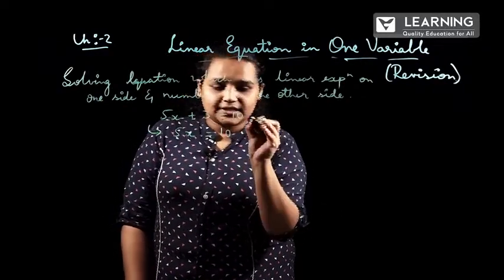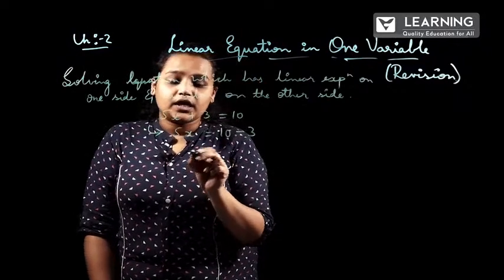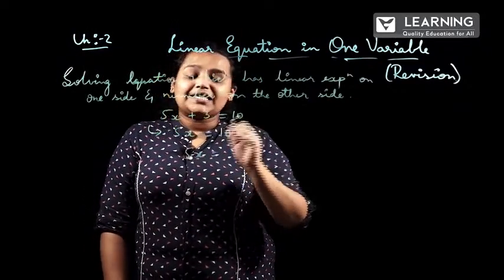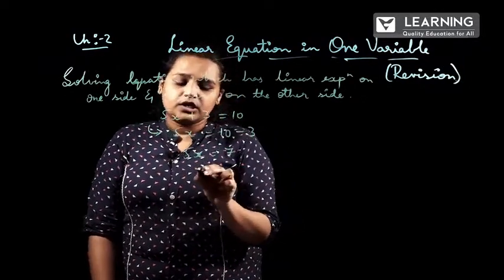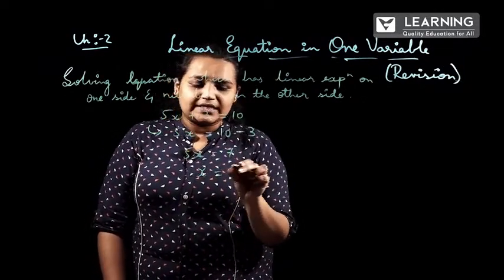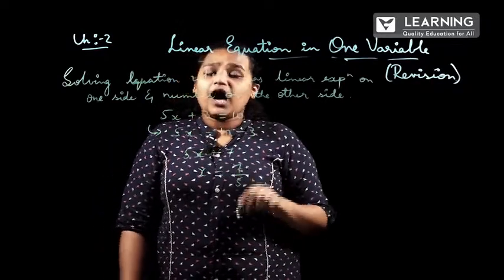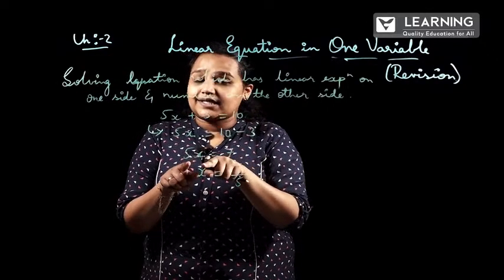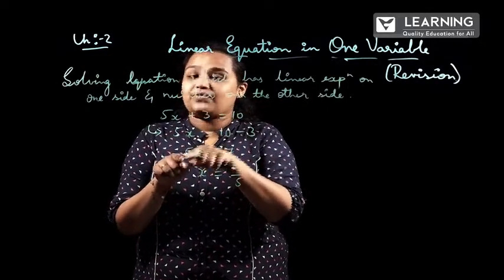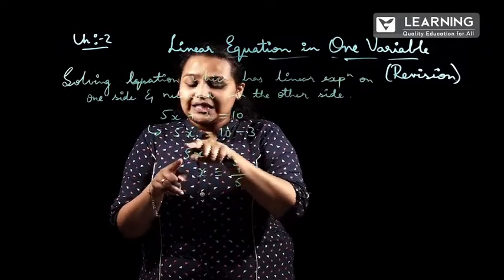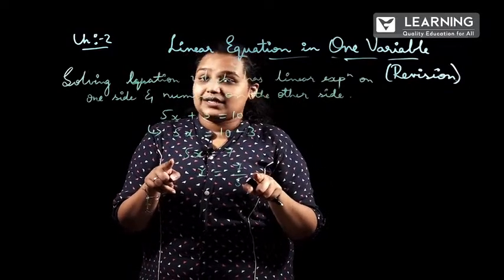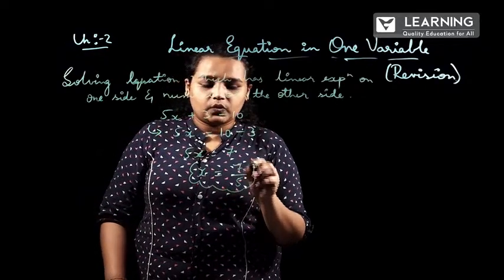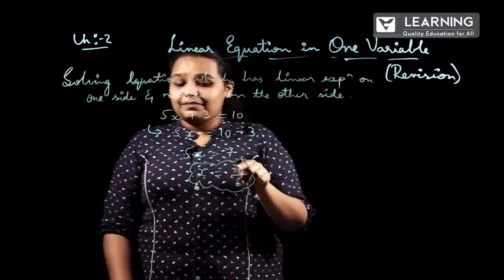10 - 3, correct? So, 5x will be equal to 10 - 3, which is how much? 7. So, x will be equal to 7/5. How 5? Here 5 and x are multiplying, 5 into x, 5x, correct? So, when it is moved to the RHS, it will become division. So, the value of x will be equal to 7/5.